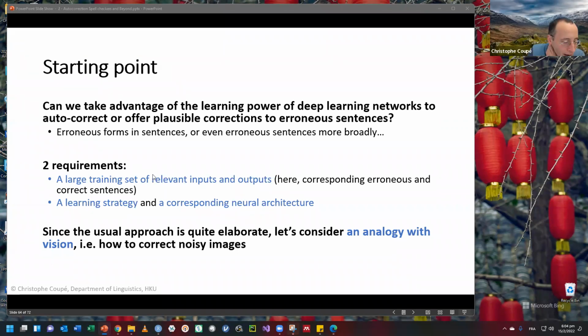I want to show you the analogy with computer vision because I've told you natural language processing and computer vision are quite related. So I want to show you that there is some sort of parallel which can be drawn with how we can correct noisy images.